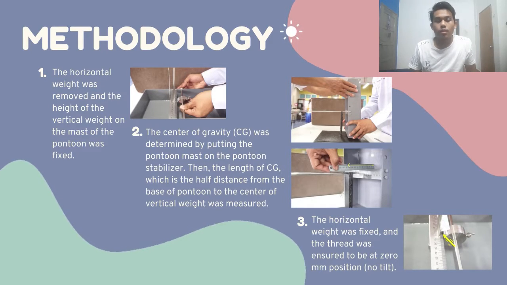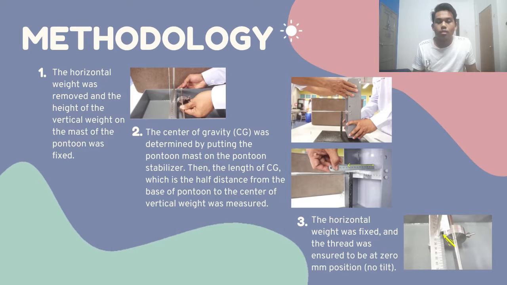For the second step, the center of gravity was determined by putting the pontoon mast on the pontoon stabilizer. Then the length of the center of gravity, which is the half distance from the base of the pontoon to the center of vertical weight, was measured.